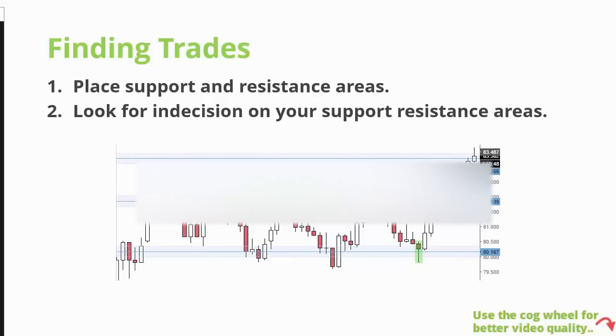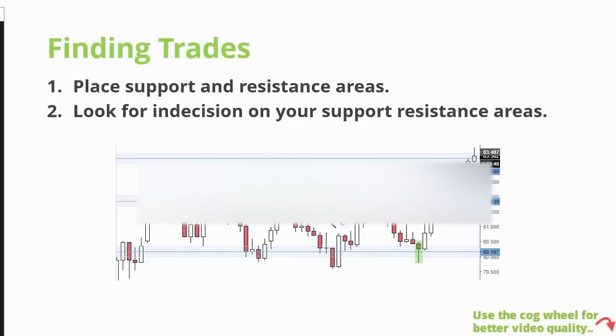These are the setups here. We did this yesterday, and I spent a lot of time yesterday explaining exactly why I consider that a setup. I took you through real examples from the last few weeks. So you guys should already understand how to find setups. It's as easy as placing support resistance areas and looking for indecision on your support and resistance areas. Now, I'm not saying that trading Forex is easy. I'm just saying finding these setups is easy. This is the easy part.